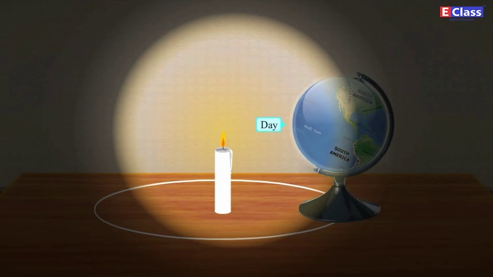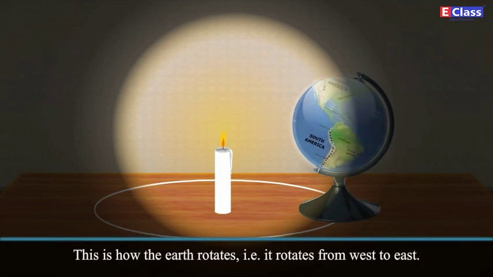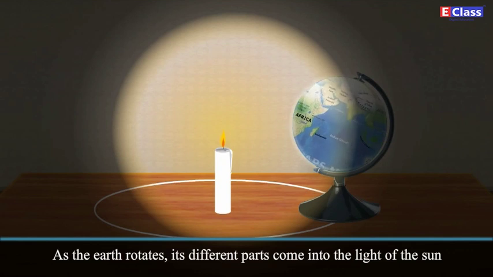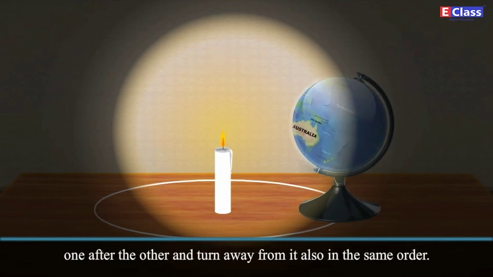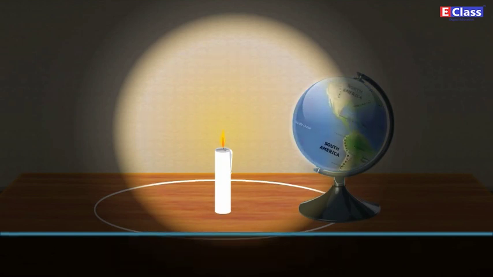Now, looking at the globe from the direction of the North Pole, turn it anti-clockwise. This is how the Earth rotates. That is, it rotates from west to east. As the Earth rotates, its different parts come into the light of the sun one after the other, and turn away from it also in the same order.